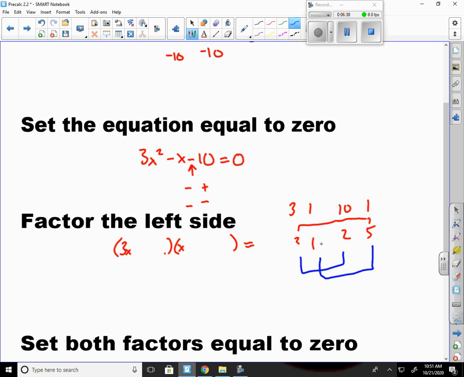If I get the same number with different signs, that tells me that I just need to flip my signs. So I had been doing a minus 5 and a plus 2. That gave me a positive 1 in the middle. So I flip that and make it minus 2 and plus 5.